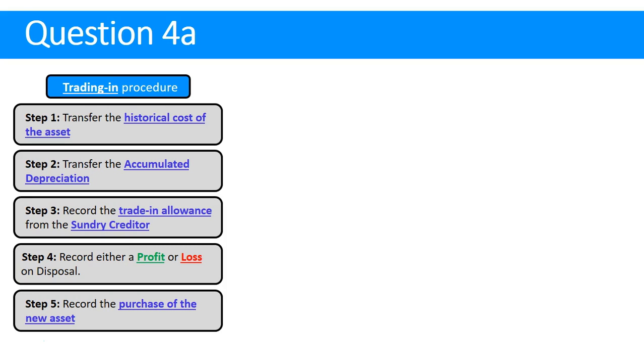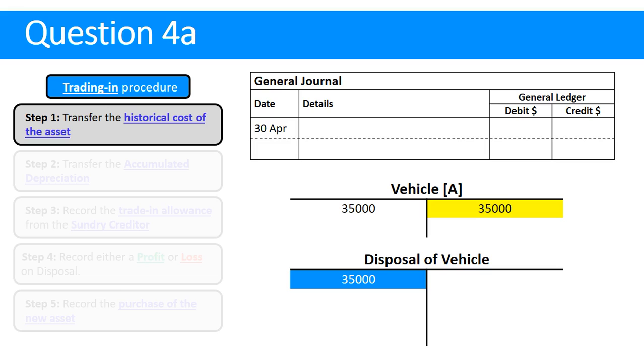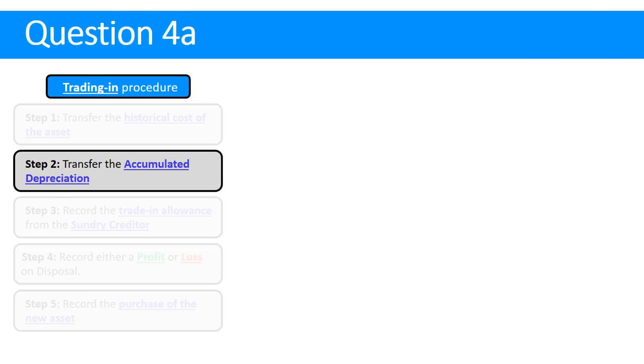So the first one is transfer the historical cost of the asset. What does that mean? It means that at the moment there's a vehicle of $35,000 showing as a debit. We don't have that vehicle anymore, so we're going to do a credit to that account, and we send it to an account that exists for one day only called disposal of vehicle. We do a debit there of $35,000. Now that we've remembered step one, we can do it in the general journal: debit disposal of vehicle, credit vehicle, and now we can go to step two.